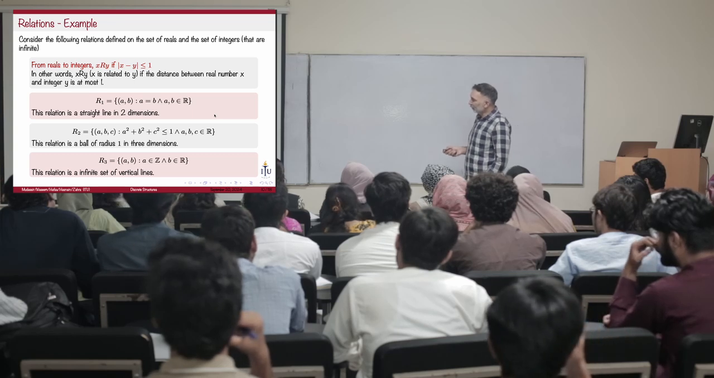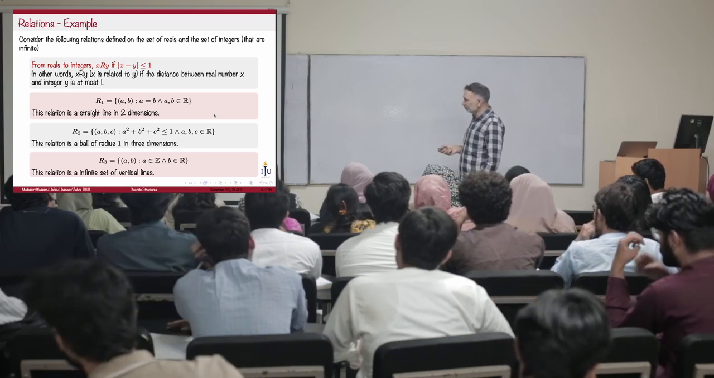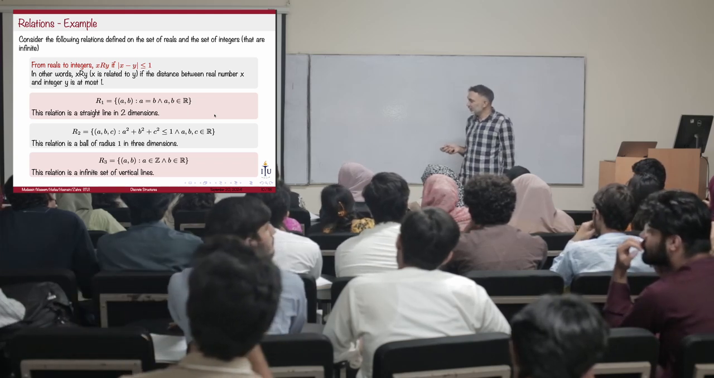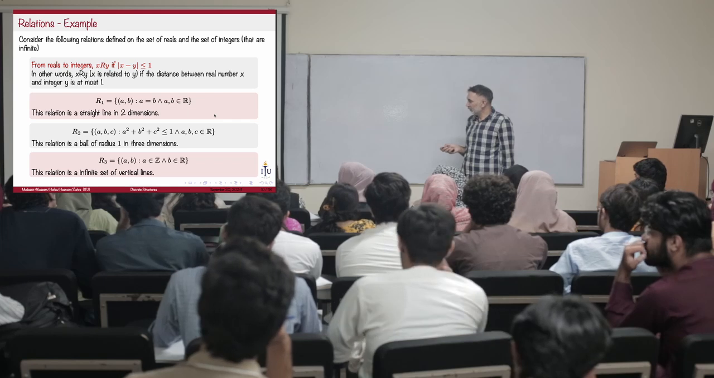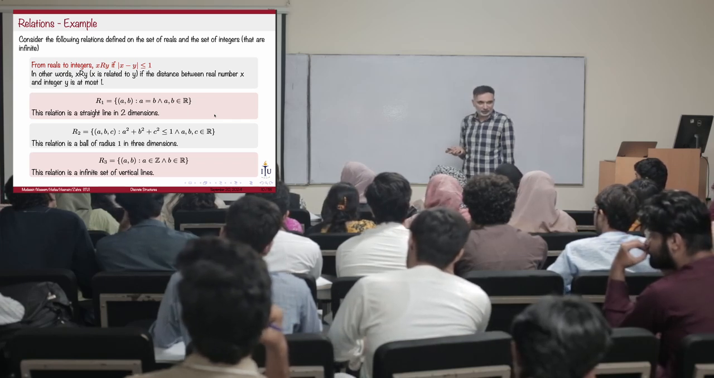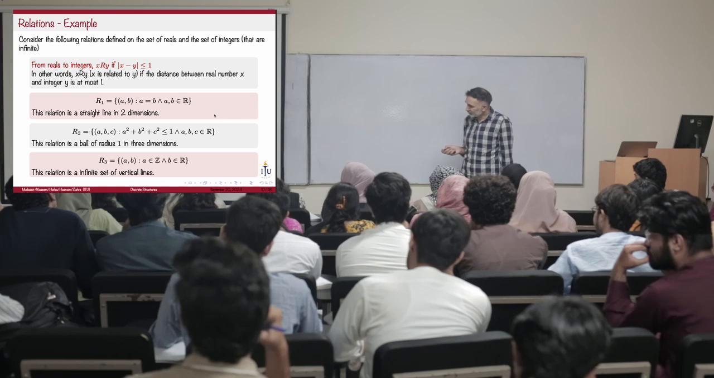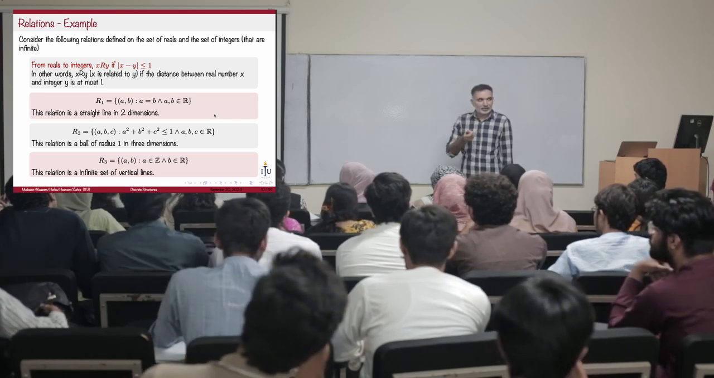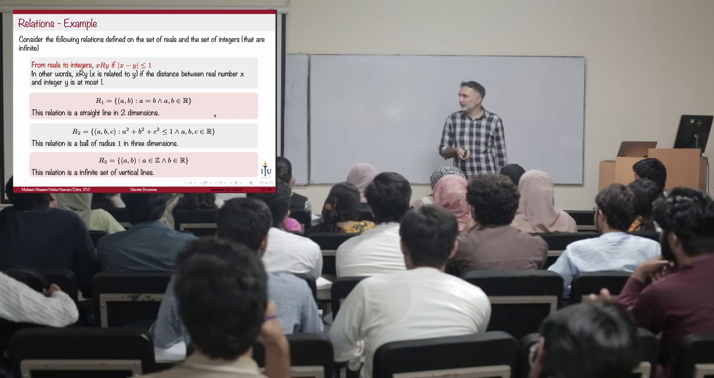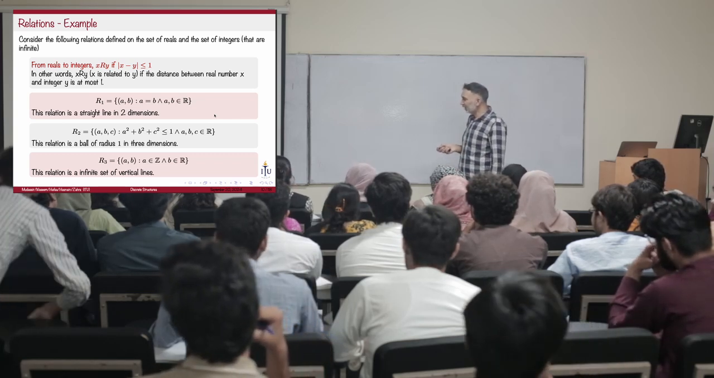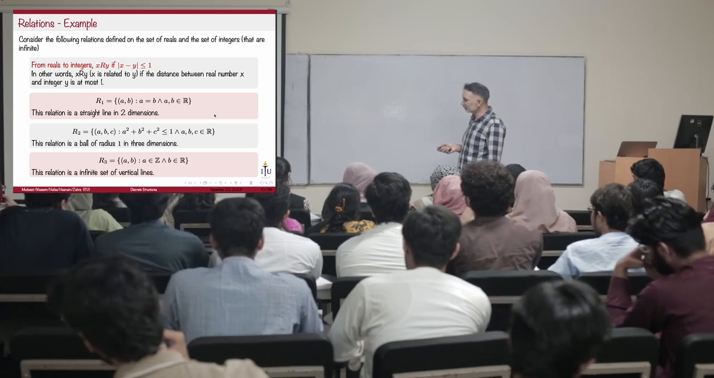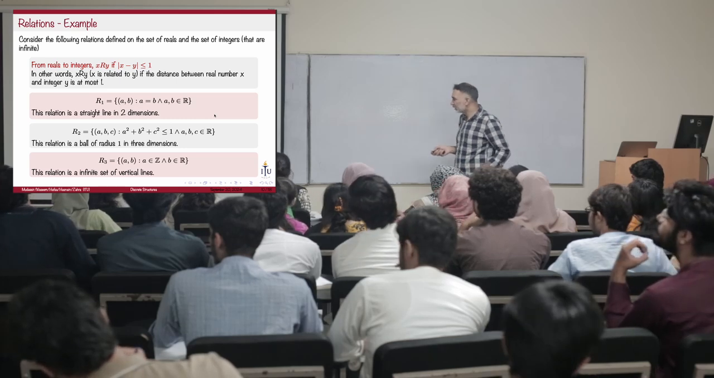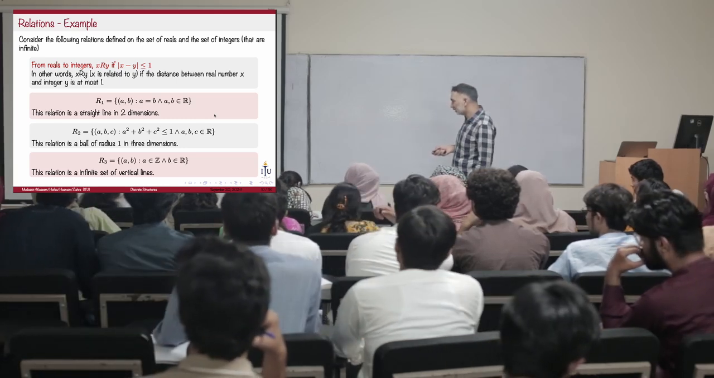R1 defines a straight line in 2 dimensions. R1 says that these are pairs of real numbers where A is equal to B. What kind of line is this? Yeah, it's y is equal to x. It's the diagonal line. This defines a ball of radius 1 in 3 dimensions, and what does this define? Pairs where A is in Z and B is in R.